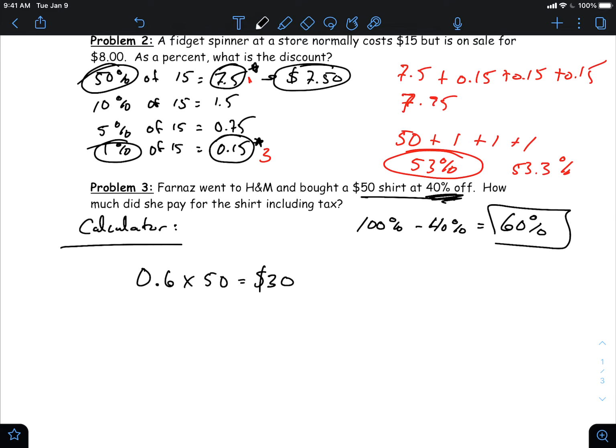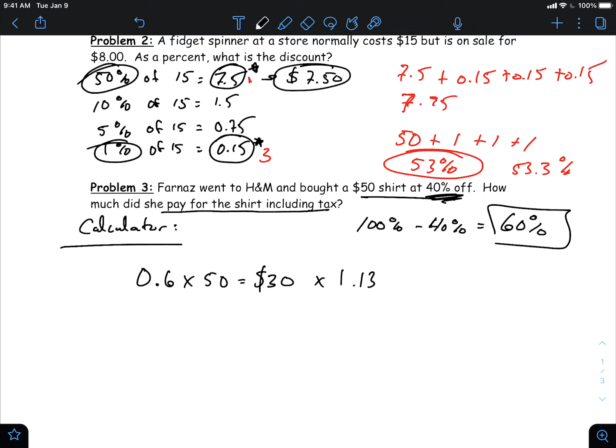Now, this question specified you've got to include the tax. Okay, what is tax? What's the percentage for tax? Does anybody know? Yes, Holly? 13%. So you could do this one of two ways. You could throw this into your calculator and multiply by 0.13 and then add the original price, or you could be a little bit smarter about it and multiply by 1.13.